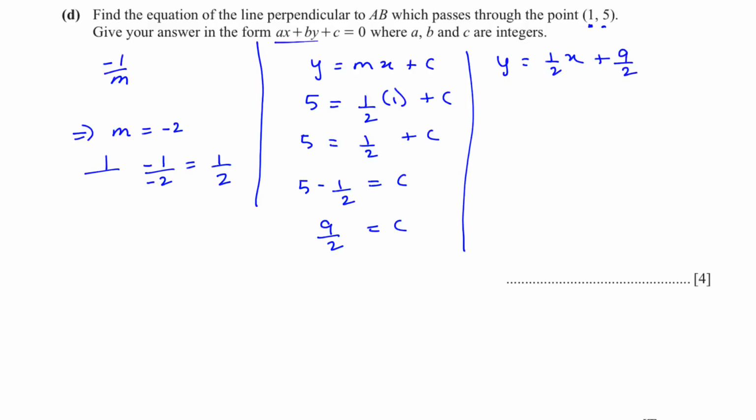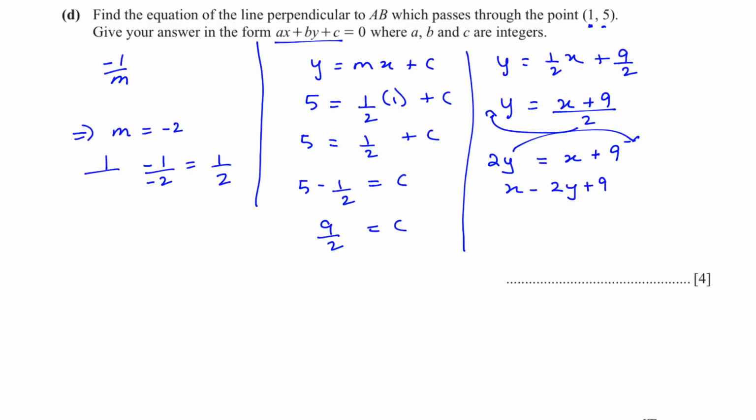But we are supposed to write it without a fraction, in the form ax plus by plus c. Because your denominators are the same, you can write it as x plus 9 divided by 2. This 2, bring it to the other side, it will become a multiply. 2y is equal to x plus 9. And we are going to bring this 2y here, so it will be x minus 2y plus 9 is equal to 0. That is the equation of the line perpendicular to AB.